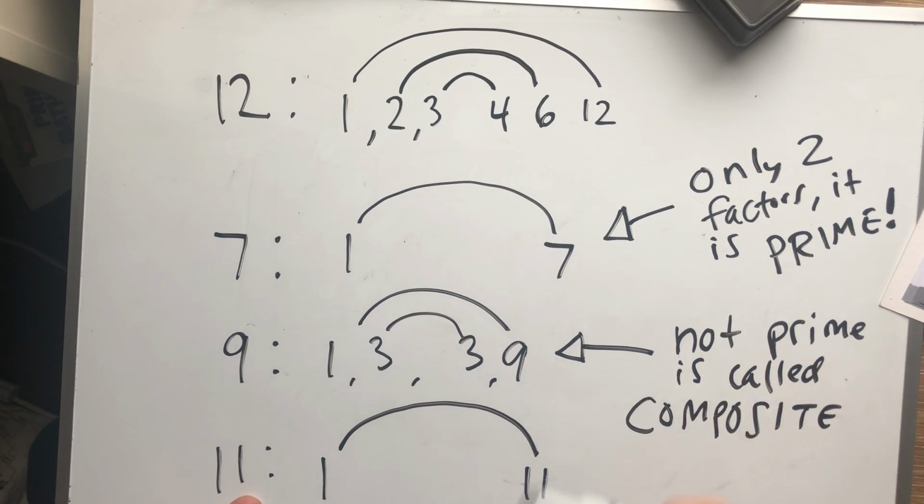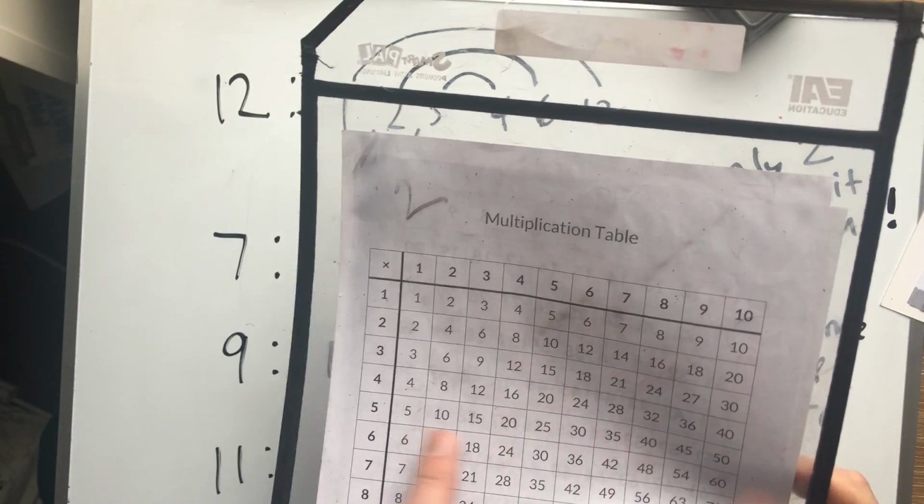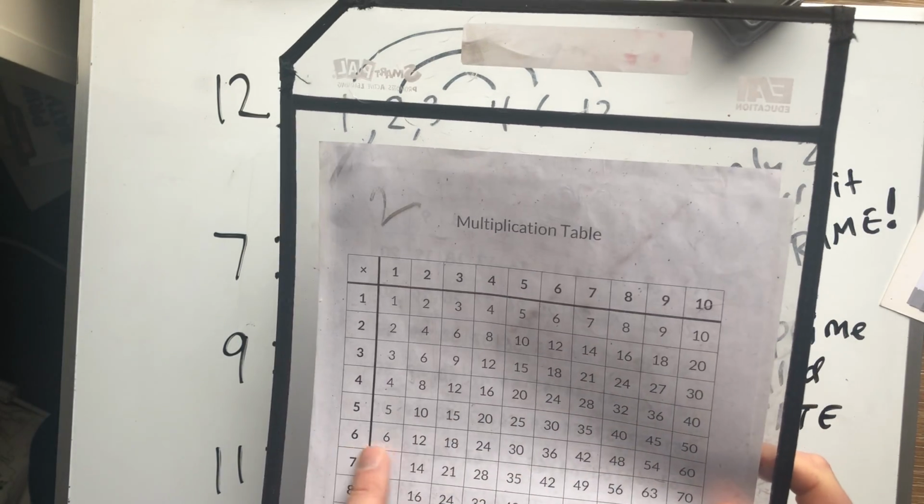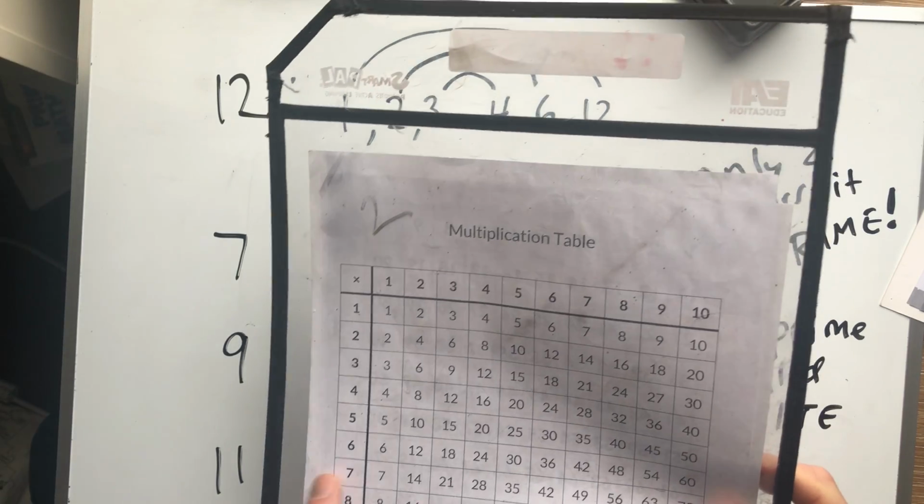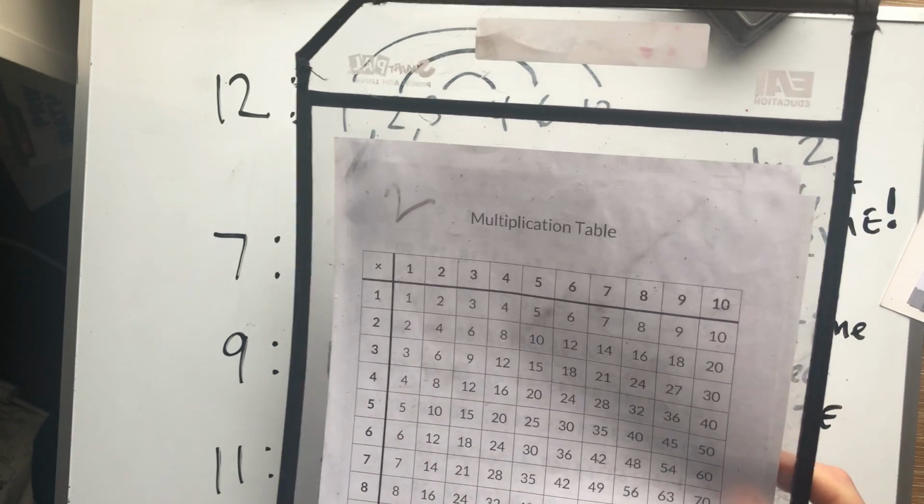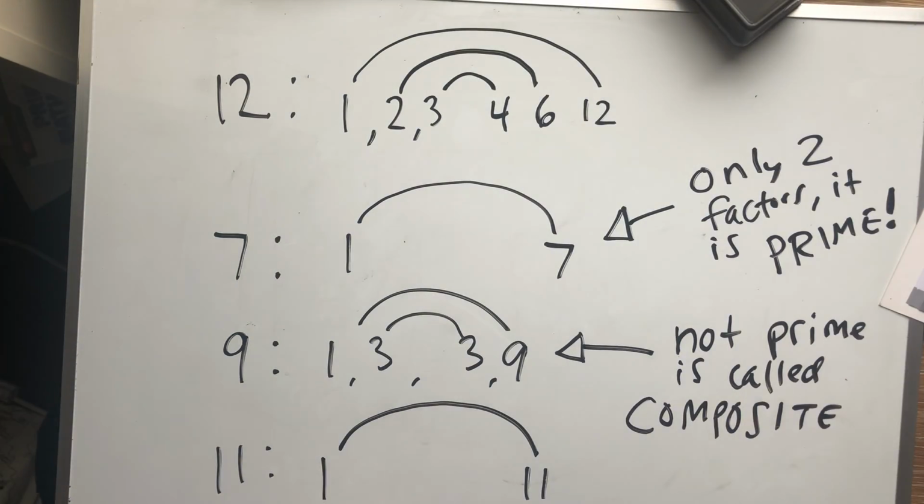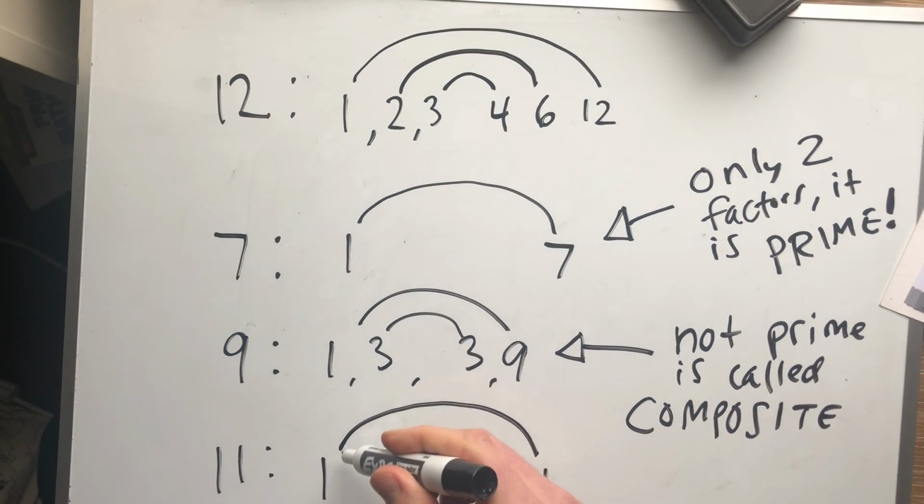2 won't go in because it's odd. 3 doesn't count to 11. Nope. 4 doesn't count to 11. 5 doesn't count to 11. 6 doesn't count to 11. Neither does 7. 7 times 2 is 14. That's too much. So that definitely doesn't count to 11. So hey, that's it. I got one little line of my factors, my factor rainbow.